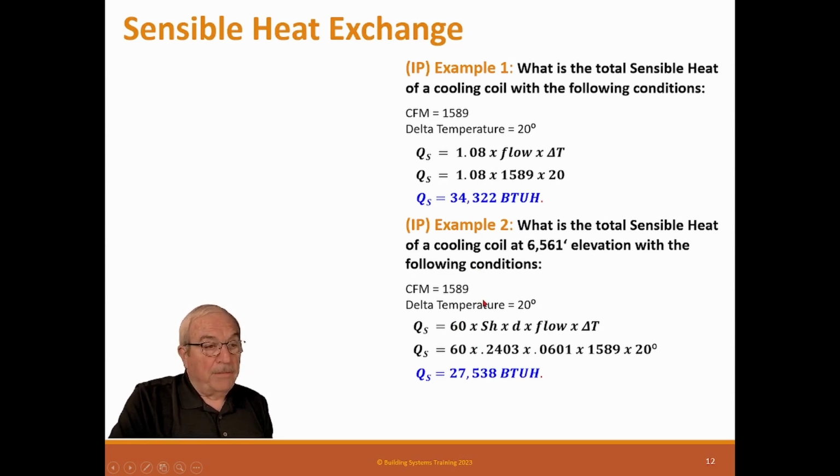That's also reasonable because air at altitude has less density, so it carries less heat. Heat is carried by the pounds of air, not the CFM of air, but the pounds of air. And since there's fewer pounds up there, there's less heat. So the very same conditions at sea level is 34,000 BTU, the very same conditions at an altitude of 6,000 feet are basically 27,000 BTU, so less. So those are reasonable numbers.